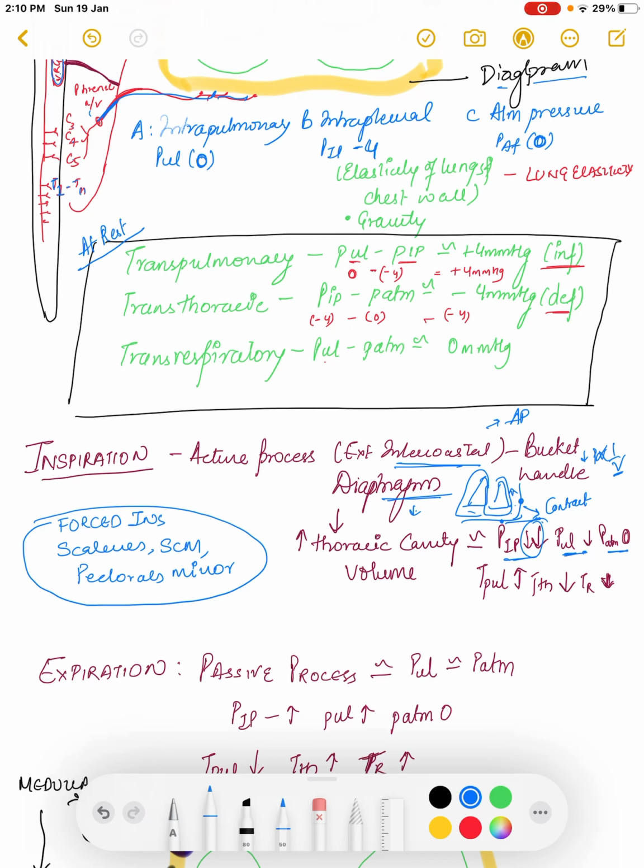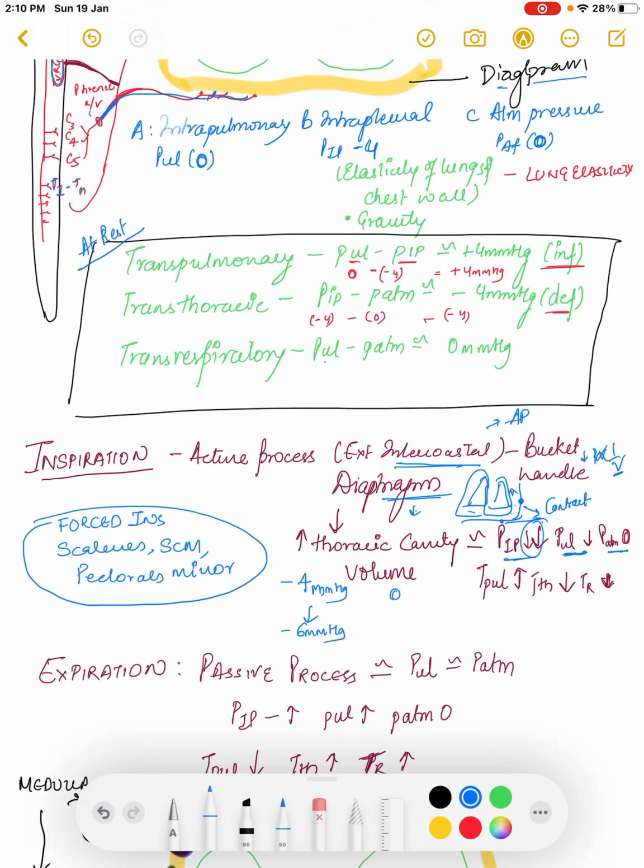Now suppose with inspiration, at rest the intrapleural pressure was -4 mm Hg, and with the contraction of these two muscles, the intrapleural pressure decreases to -6 mm Hg.